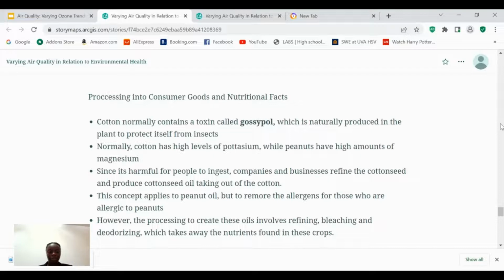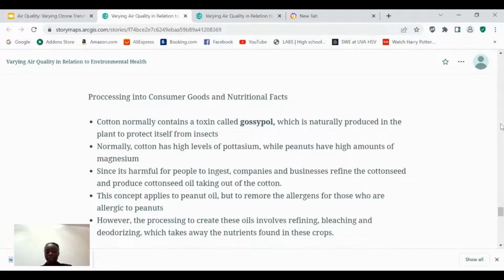And when translating this cotton into cottonseed oil, factories and businesses refine it, hydrolyze it, and even bleach the oils in order to create cottonseed oil. Yet, even though it takes out the toxin in cottonseed oil and even the allergic properties of peanut oil, it also takes out their nutrients. And so now people are eating a lot of processed foods with not as much potassium and magnesium as needed.